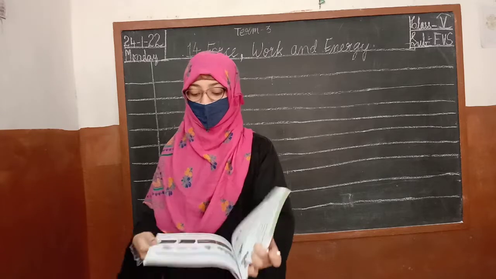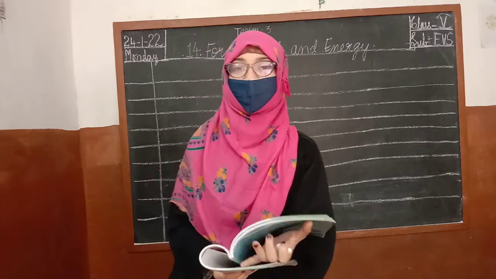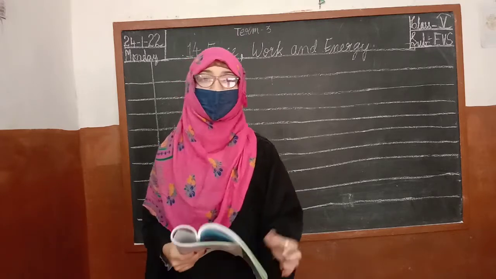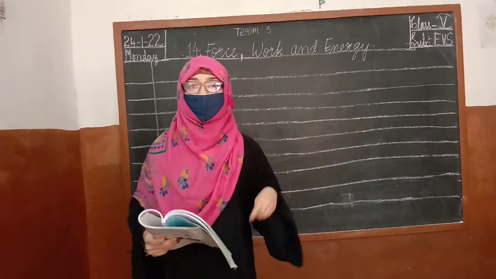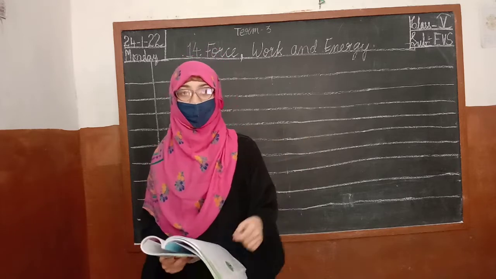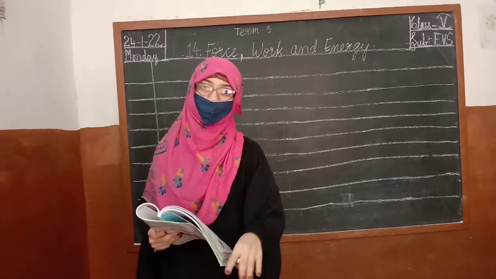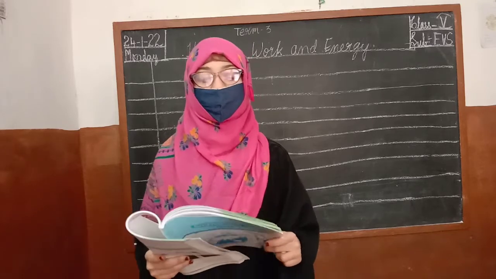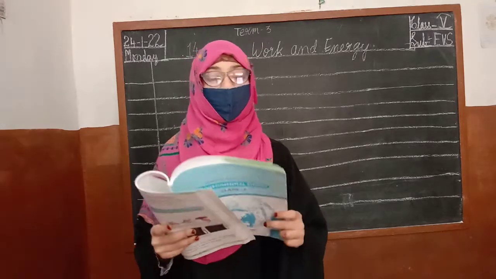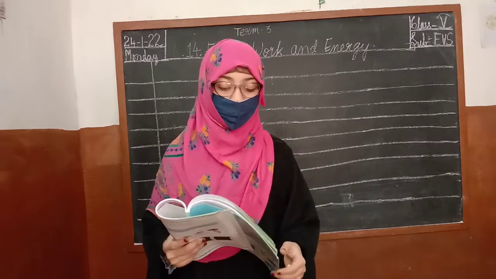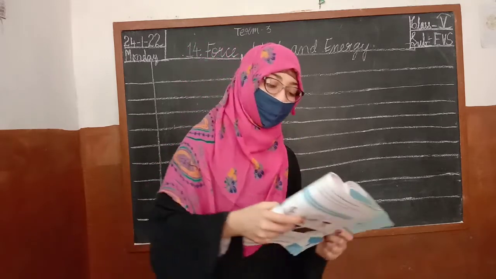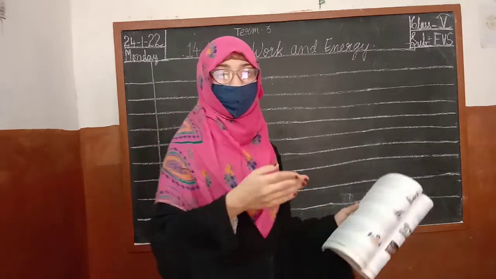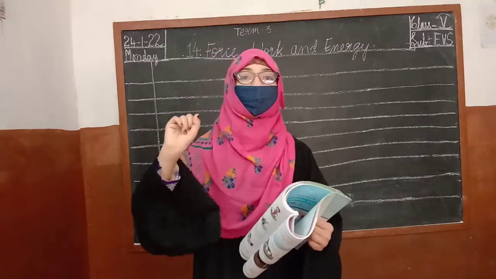Now, what can we say? Force is required to make a stationary object move. In the first example, we have seen that to move a bicycle, force is applied. To stop the bicycle, force is applied. So force is required to make a stationary object move. Force is needed to stop a moving object. Force is needed to change the direction or speed of the moving object.